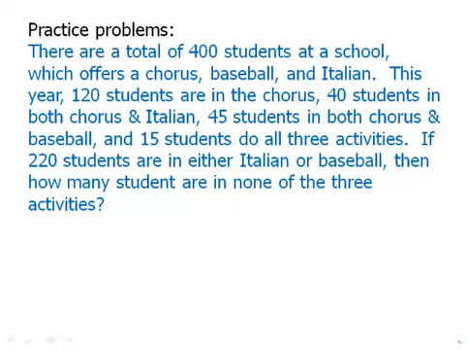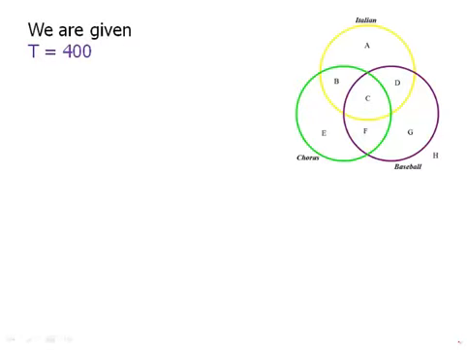So certainly the question is asking for the H region, the region outside of all 3 circles. So let's think about this. We're given T equals 400. That's our total. We're told that 120 students are in chorus. So that means the entire green circle, B plus C plus E plus F, has to equal 120. All those add up to 120.